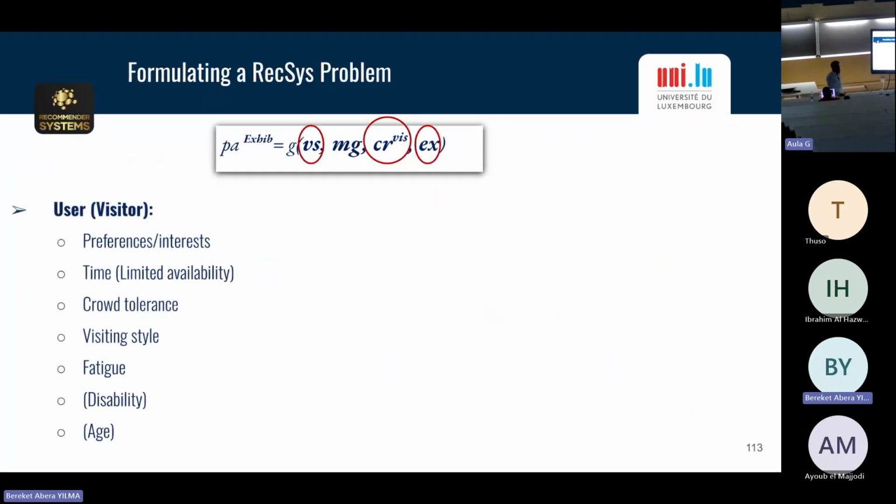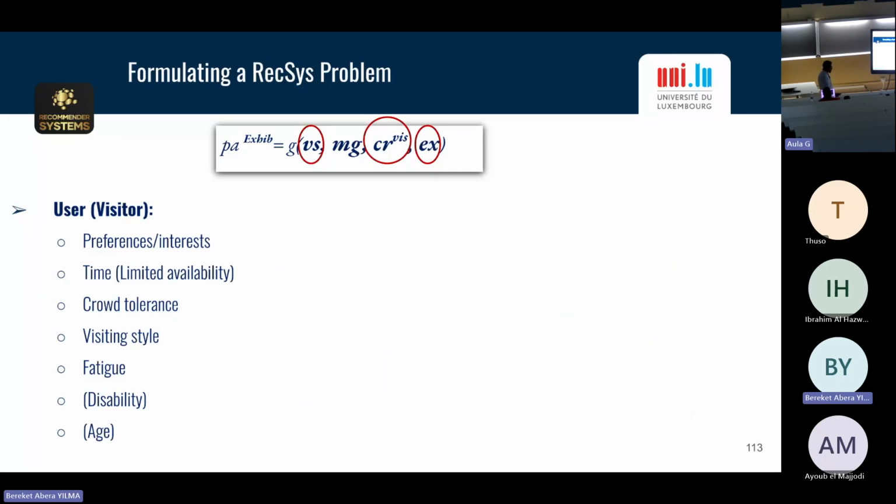Let's look at the visitor. The visitor himself or herself has preferences, interests. They have limited availability. You go to a museum maybe for 1 hour. So you need to find paintings that you can visit within 1 hour. So you have to prune the list, and you have a different tolerance. You don't want to visit a room which is crowded, so your recommender system should help you navigate smoothly in the museum, which is sometimes not easy to do.